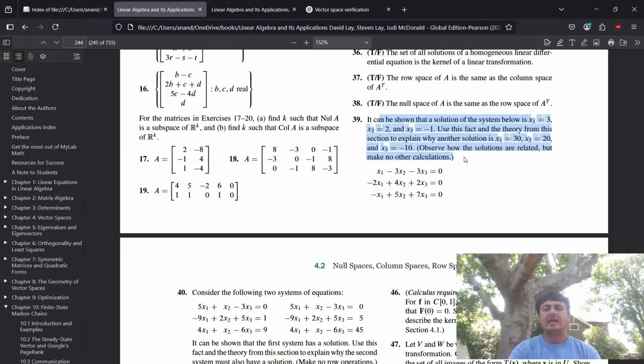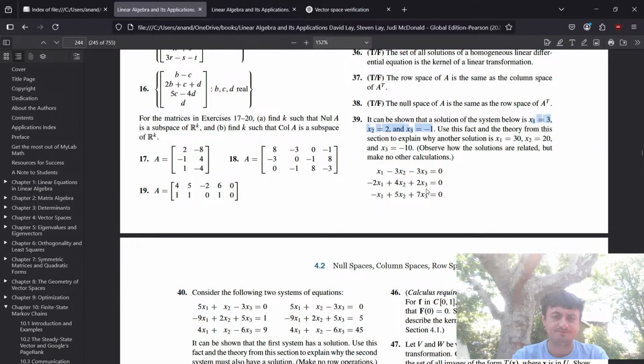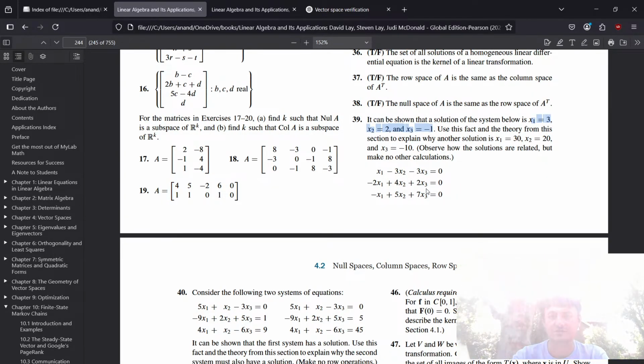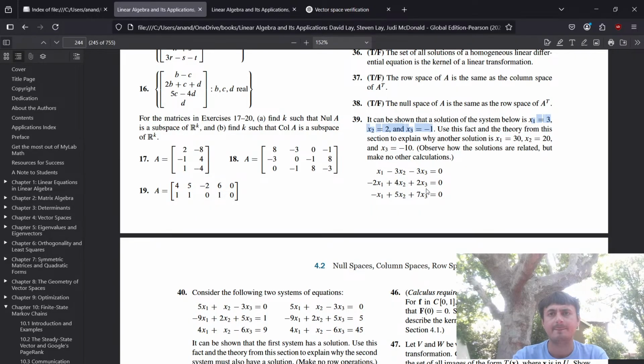Okay. It can be shown that a solution of the system is x1 equal to 3. Use this fact and the theory from this section to explain why another solution exists. Okay, so notice that this second solution is a scalar multiple of this first solution. So we have this homogeneous set of equations. If we have one solution, then we know that we can scale that solution and we'll still get another solution. Because the null space is a subspace and therefore is closed under scalar multiplication.